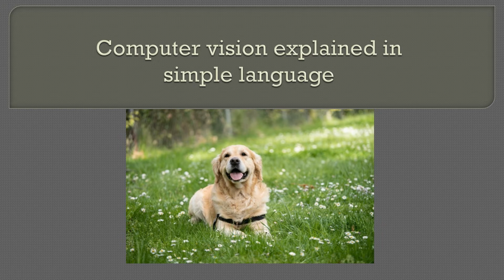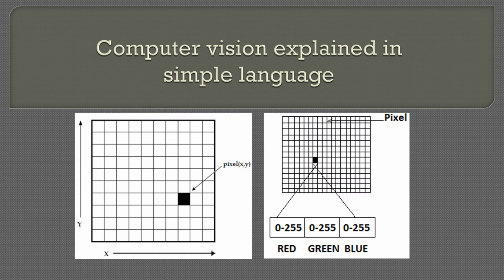Pixel is the smallest unit in an image. When we take a digital image, it is stored as a combination of pixels. As you can see in the picture, the image is stored in the form of matrices. It is stored as a combination of pixels.